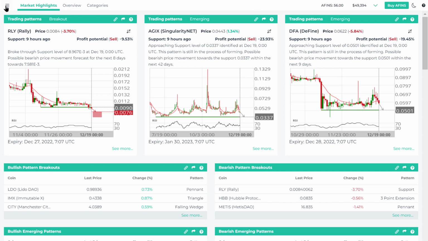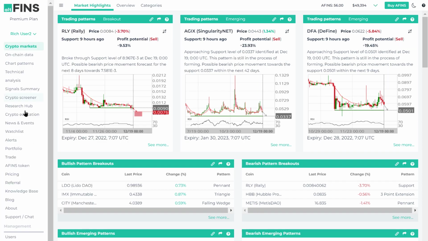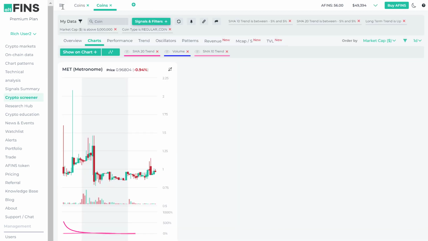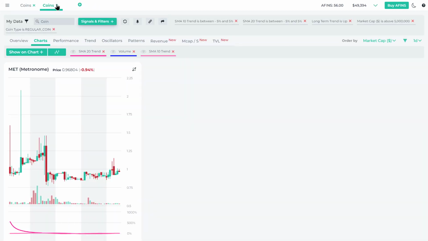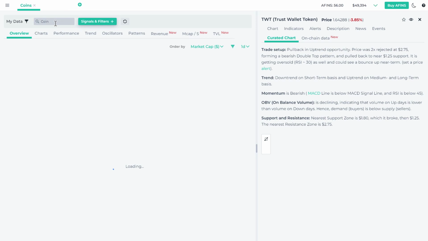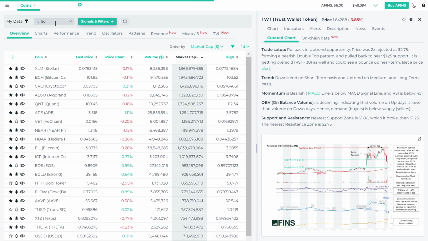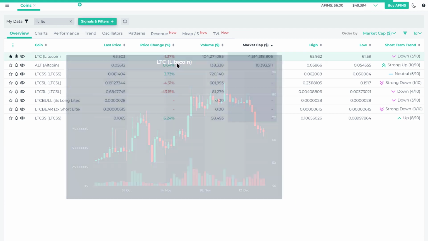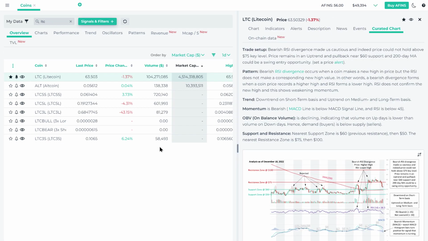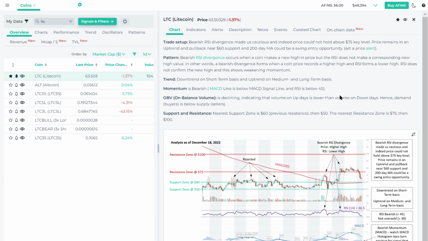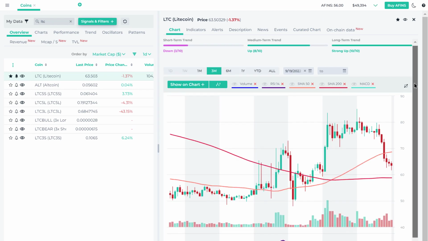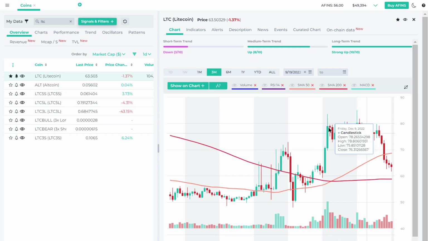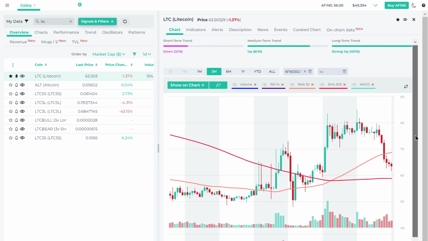So let's go ahead and go to the crypto screener and find Litecoin. LTC. Here we go. Now let's take a look at the chart. As you can see, the price really topped out around 80-85, and then there was a sharp pullback.